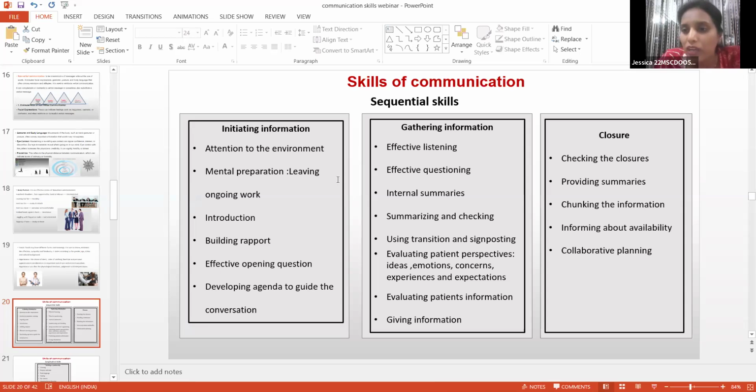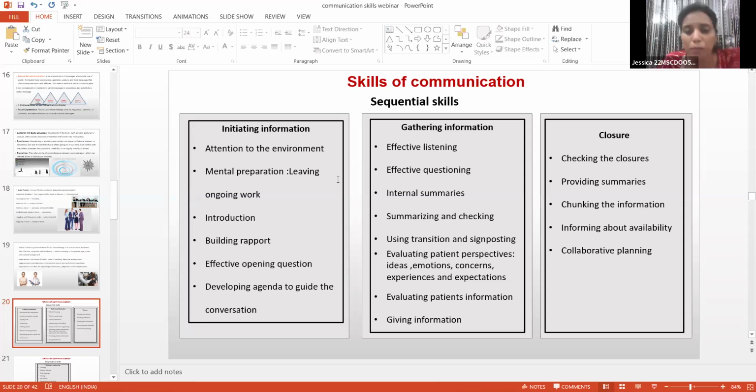So as soon as we interact with the patient, or the patient comes into our clinic, the initiating information, the way we receive the patient or the way the patient enters the clinic, is something which we need to emphasize. So attention to the environment is very important. If the environment is really not okay, the patient may not feel very comfortable. Especially the patients of today are really very particular about this.